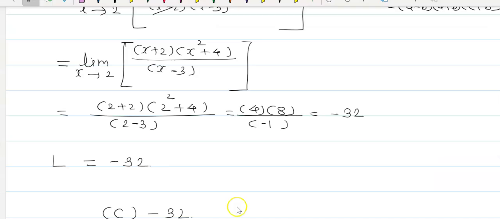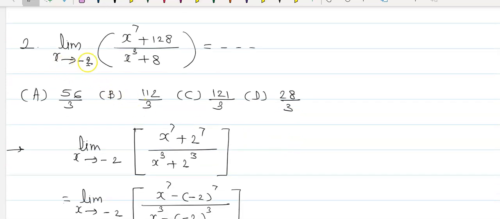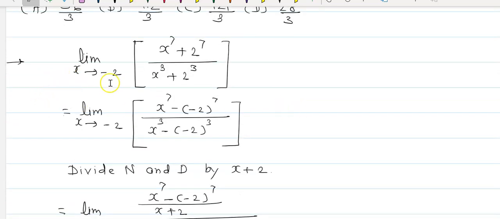See this again. That is limit x tends to minus 2, x raised to 7 plus 128 upon x raised to 3 plus 8. See this option. That is limit x tends to minus 2, x raised to 7 plus 2 raised to 7, upon x raised to 3 plus 2 raised to 3. Now this can be written as limit x tends to minus 2, x raised to 7 minus in bracket minus 2 raised to 7.